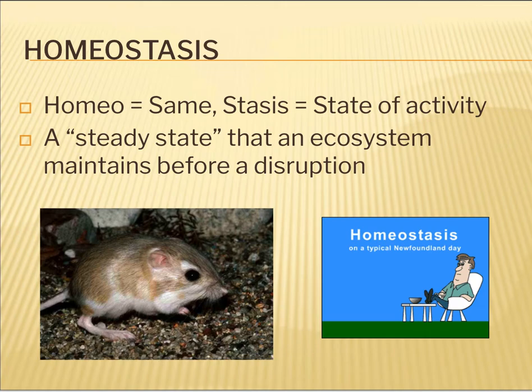For an ecosystem, homeostasis would occur when everyone has what they need. No one is starving, no one is overpopulated, everything is in balance. So, what would cause a disruption in this balance?